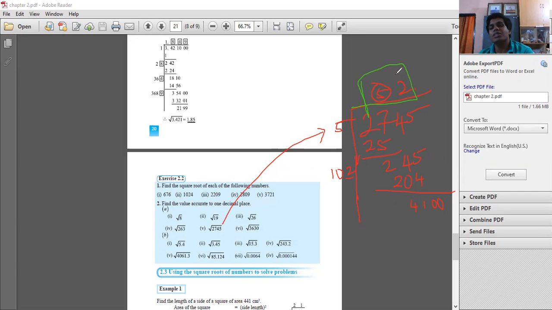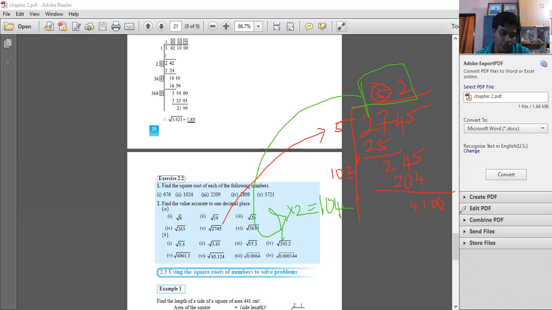52. Now what we're going to do is take 52 and multiply it by 2. 52 into 2 will give you 104. Put 104 here. Take this whole thing and multiply it by 2. That's what we're going to do. That will give you 104. 104 something will give you 4,100, sorry.